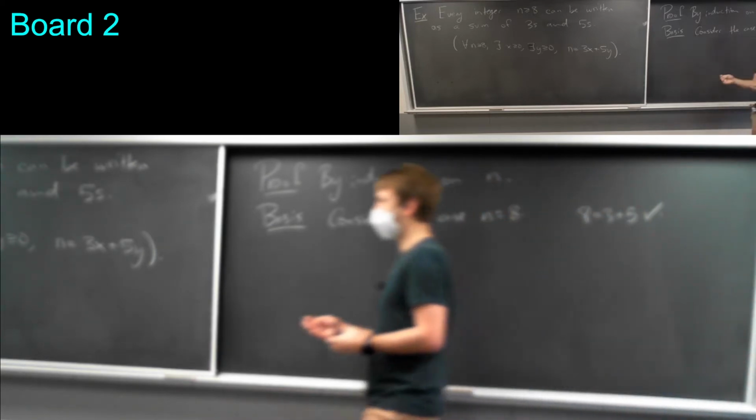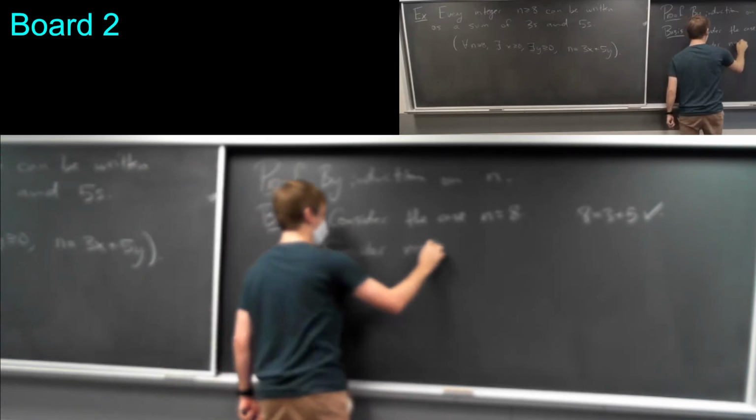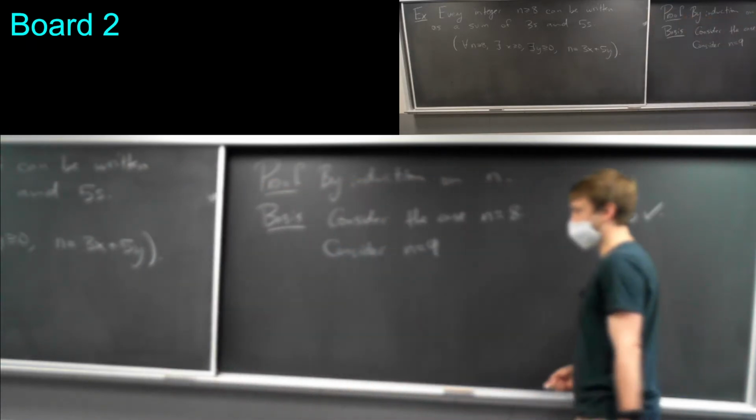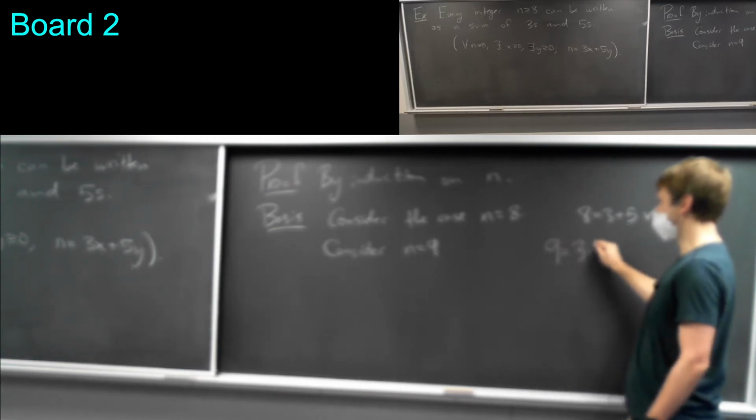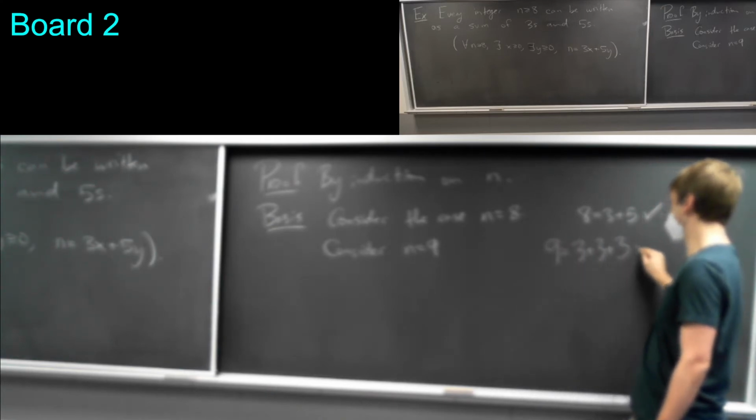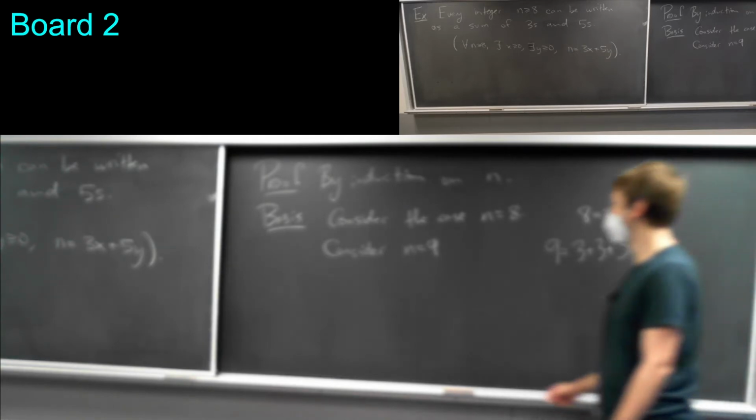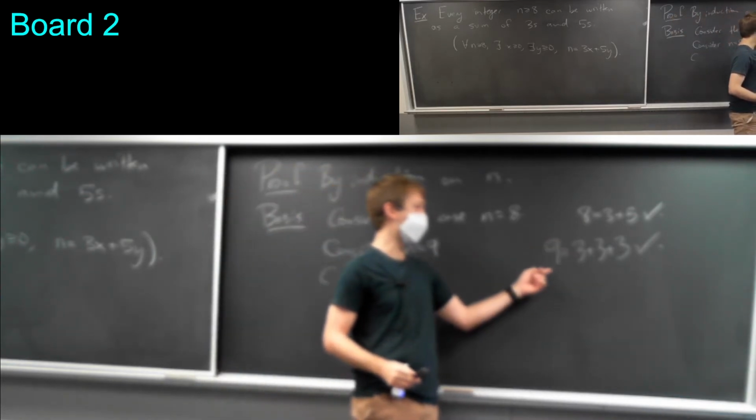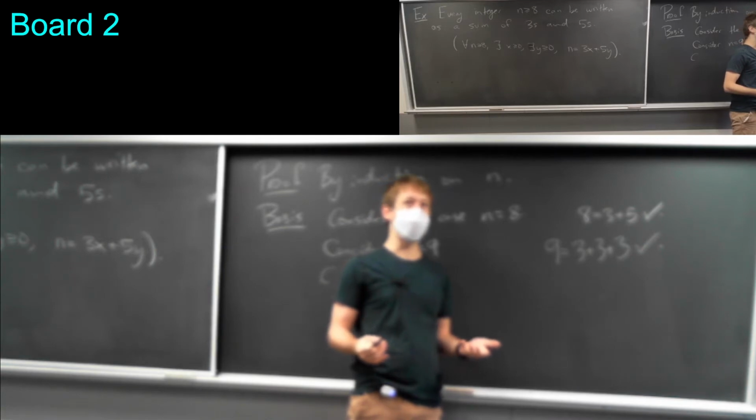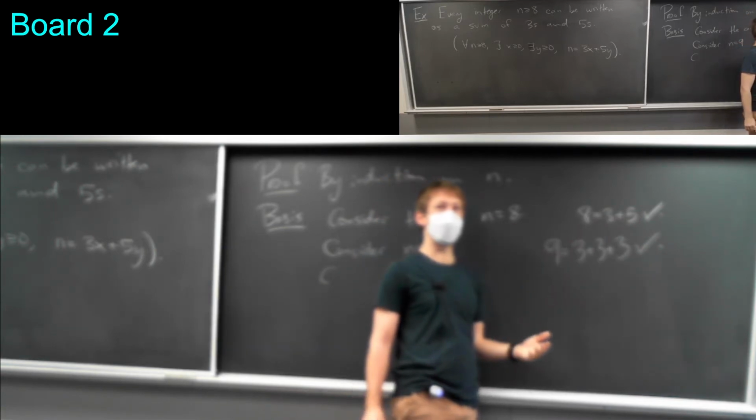So it's going to be useful to prove a few more basis cases, n equals 9. Usually in these things the basis cases are pretty easy. So 9 is 3 plus 3 plus 3. If I already know 8 and 9, it also doesn't really help me get 10. It's going to give me 11 or 13.